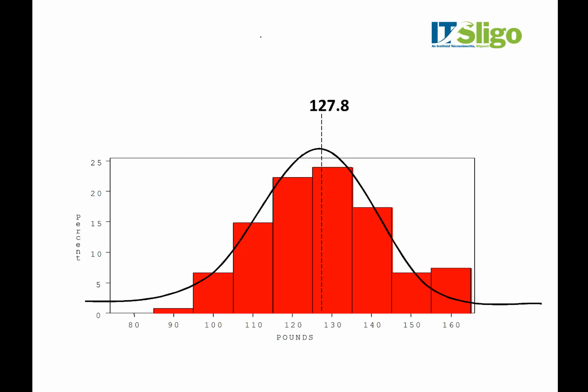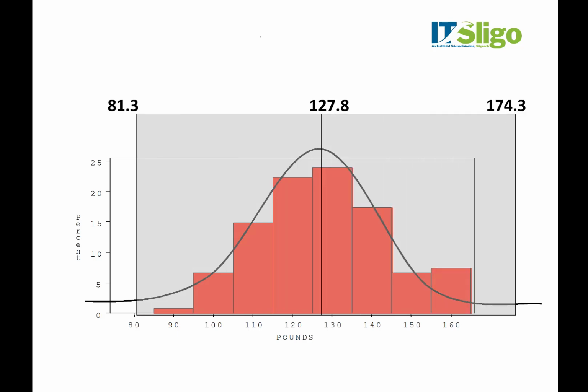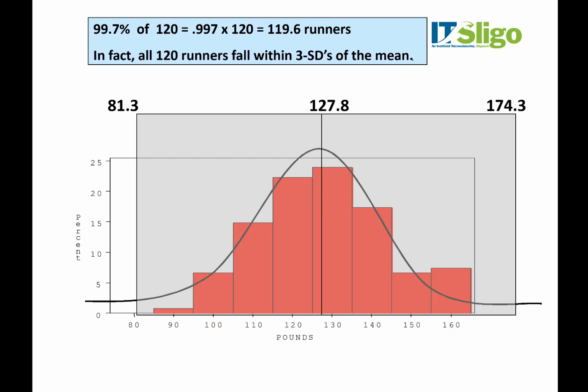If we go then to three standard deviations, 3 by 15.5 below, 3 by 15.5 above, that would be 46.5 below and above. Forgive me. So this would encompass, we would expect, 99.7% of the runners, which would be 119.6. And in reality, all runners fall within three standard deviations of the mean.